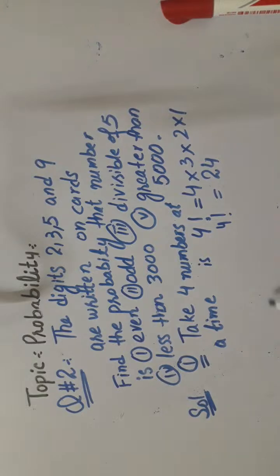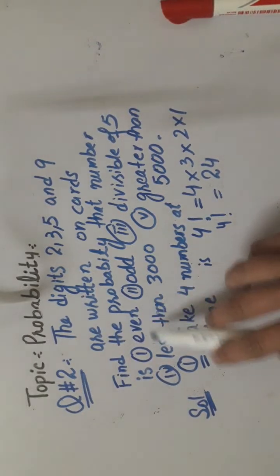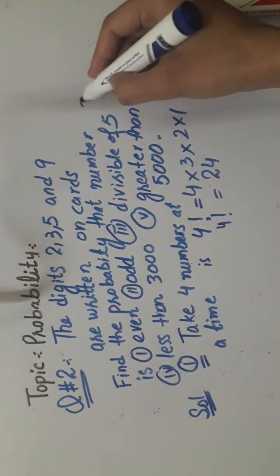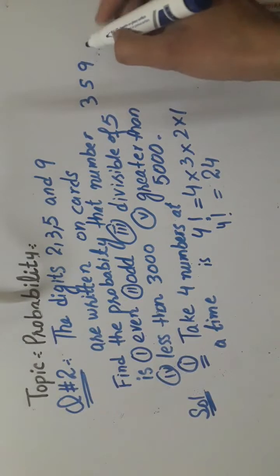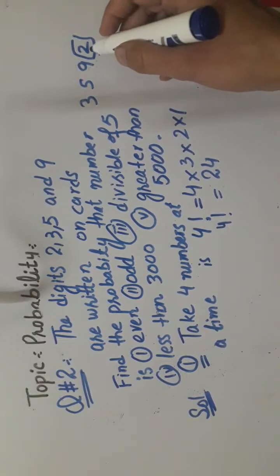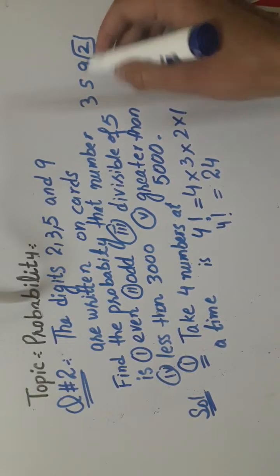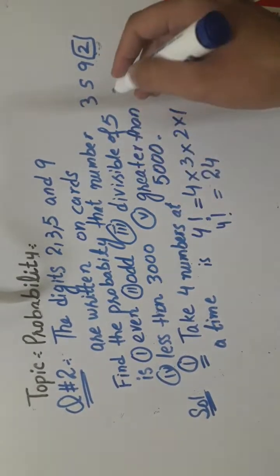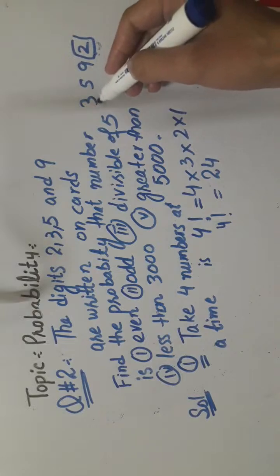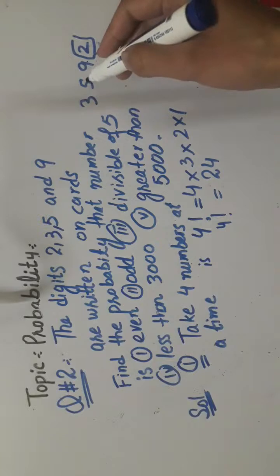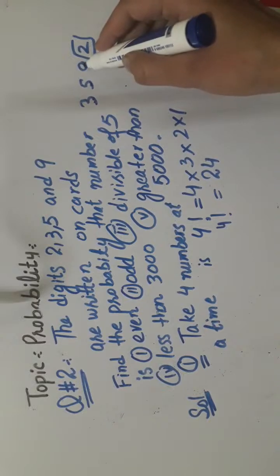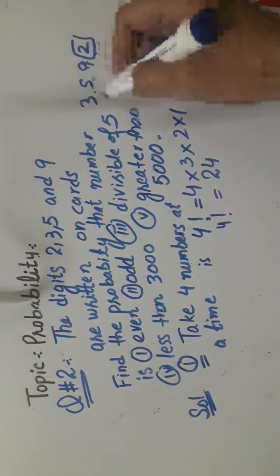Now you find even numbers. For an even number, you will write the numbers as 3, 5, 9 and 2 is fixed at the last position. Because when 2 is at the last position, your answer will be an even number. So for this purpose, you can change the positions of 3, 5 and 9.